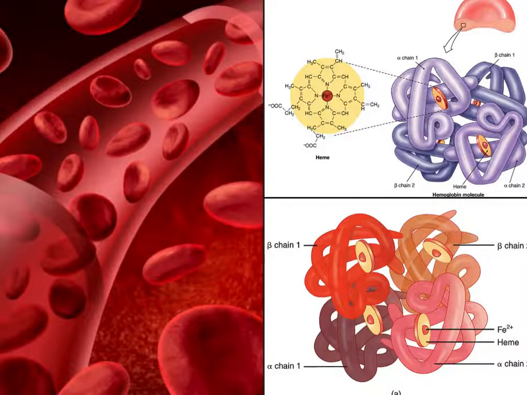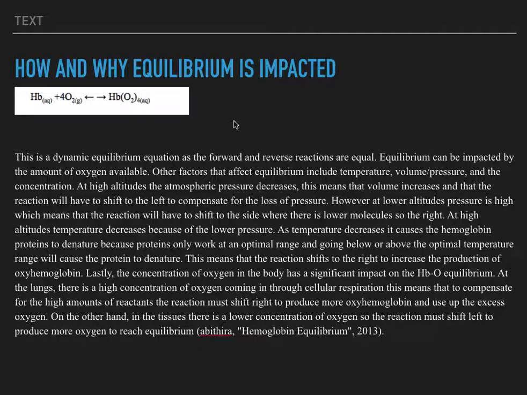It's the bloodstream. So how and why equilibrium is impacted. So here's the equation. And so this is a dynamic equilibrium equation as the forward and reverse reactions are equal. Equilibrium can be impacted by the amount of oxygen available. Other factors that affect equilibrium include temperature, volume and pressure, and the concentration of oxygen in this case.